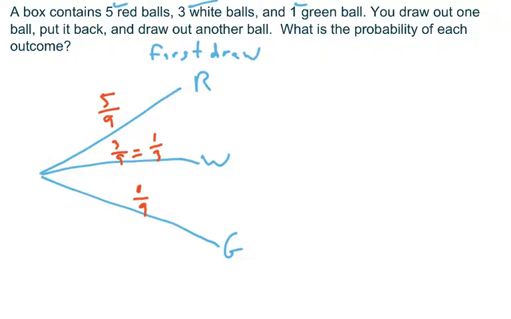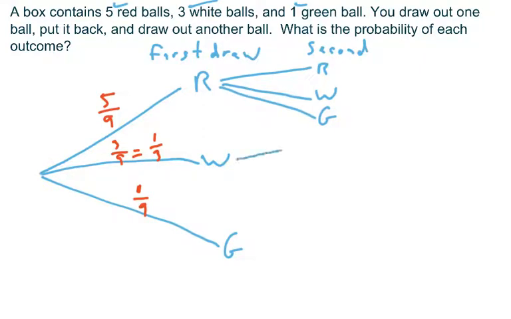After you draw the first ball, then you draw a second ball, and you could draw any one of these colors no matter what your first ball was. So your first ball could be a red, and then your second ball could be red, white, or green, and I'll represent that. See, the tree is branching out here. If the first ball is white, the second ball could again be red, white, or green, following the branches here. And then finally, if the first ball is green, the second ball could be again red, white, or green.